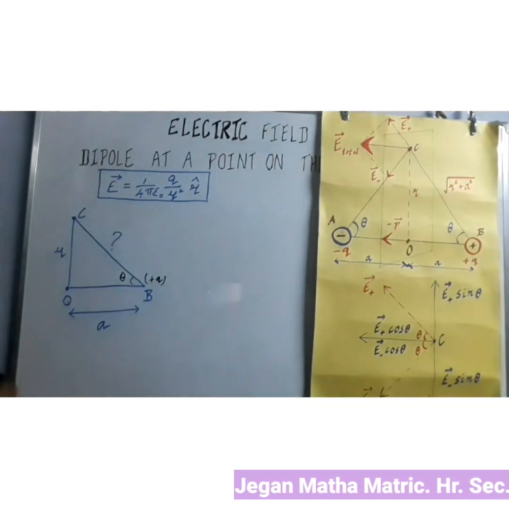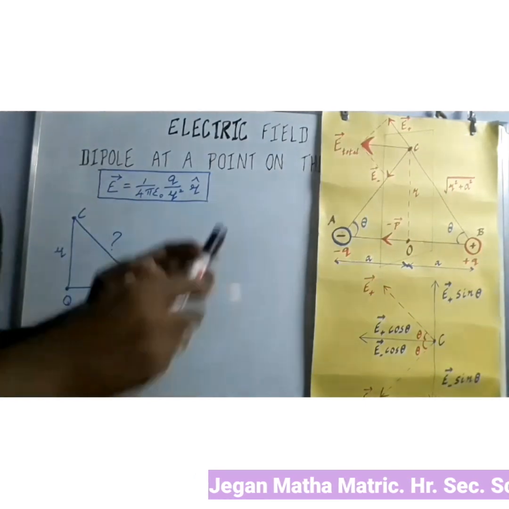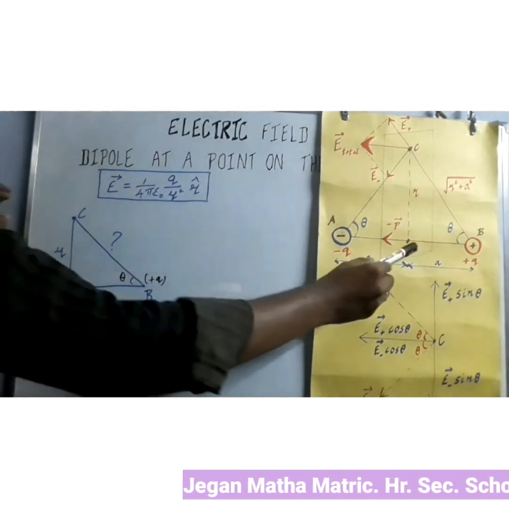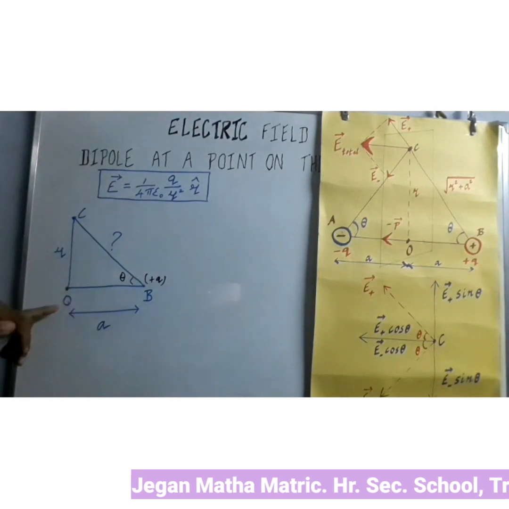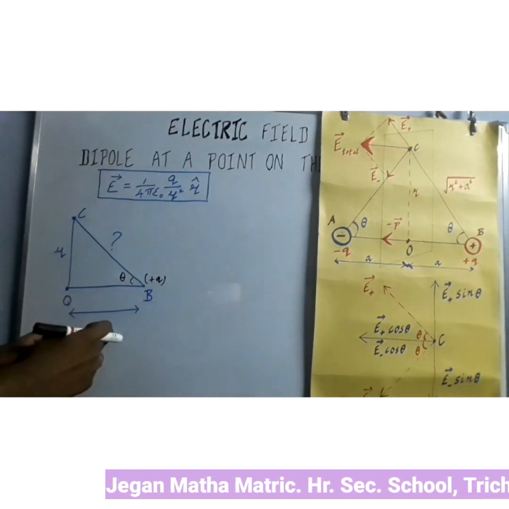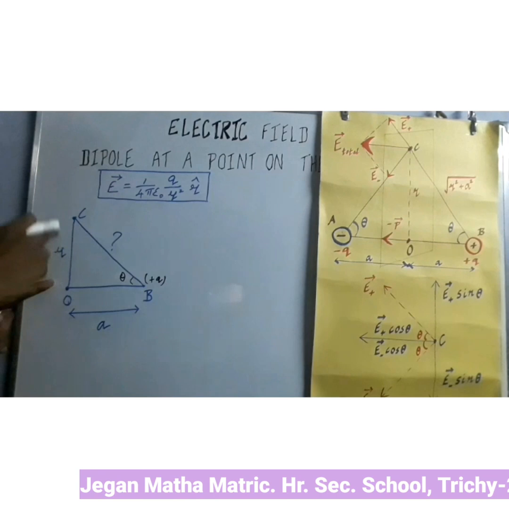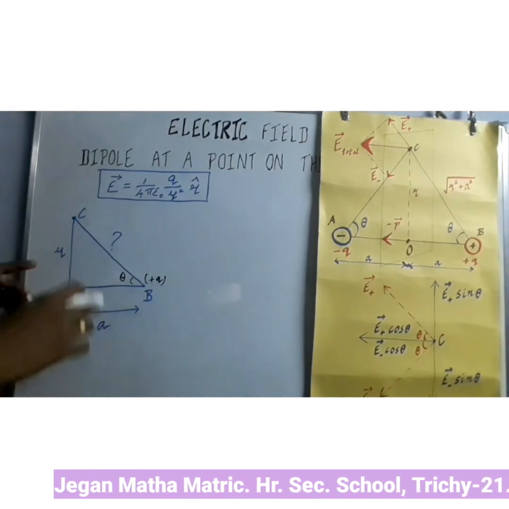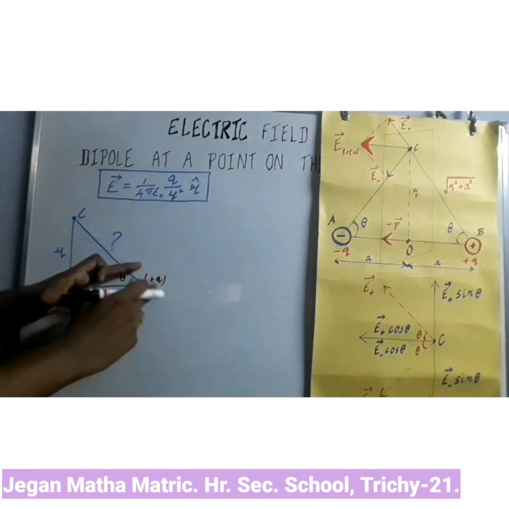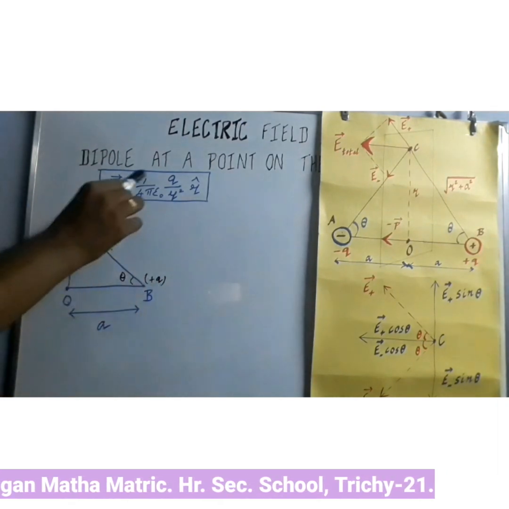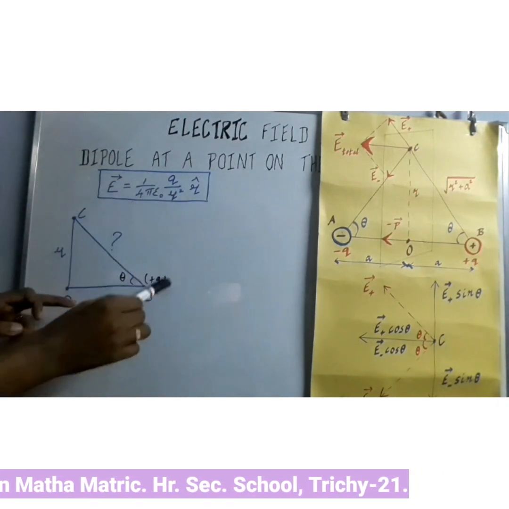To find the distance between the charges and the point C, we have taken the triangle OBC. The distance between point O and point B is a, and the distance between point O and C is r. We have to find the distance between B and C, that means the distance between the positive charge and point C. Then only you can find the expression for the electric field due to the positive charge.